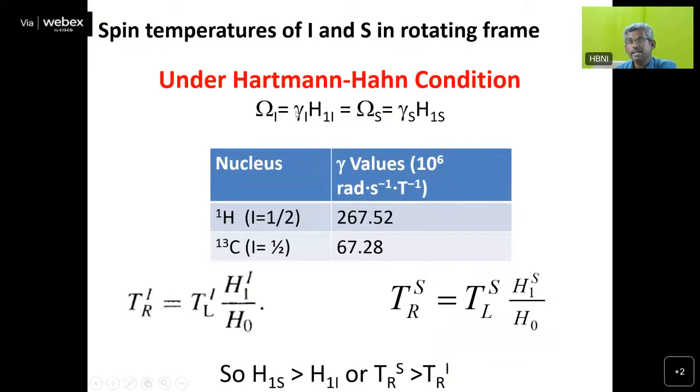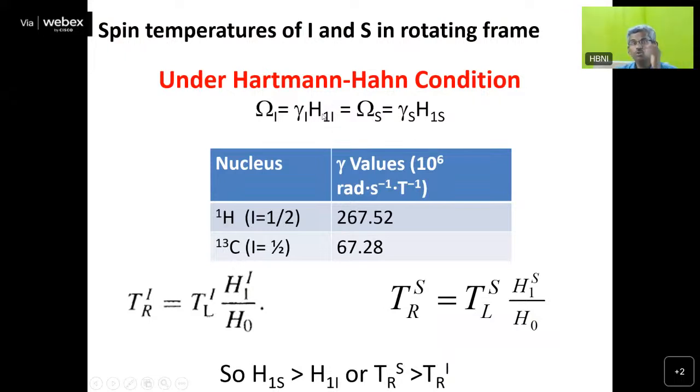For example, the Hartmann-Hahn condition means gamma I H1I, where gamma I is the gamma of the proton and H1I is the H1 corresponding to the proton, equals gamma S H1S, where gamma S is the gyromagnetic ratio of carbon-13 and H1S is the H1 of carbon-13. You see here the gamma of proton is 267.52. We cannot do anything, it is a constant value. So gamma is fixed here. Whereas for carbon-13, the gamma value is 67, very less. So for this equality to take place, H1S should be larger than H1I.